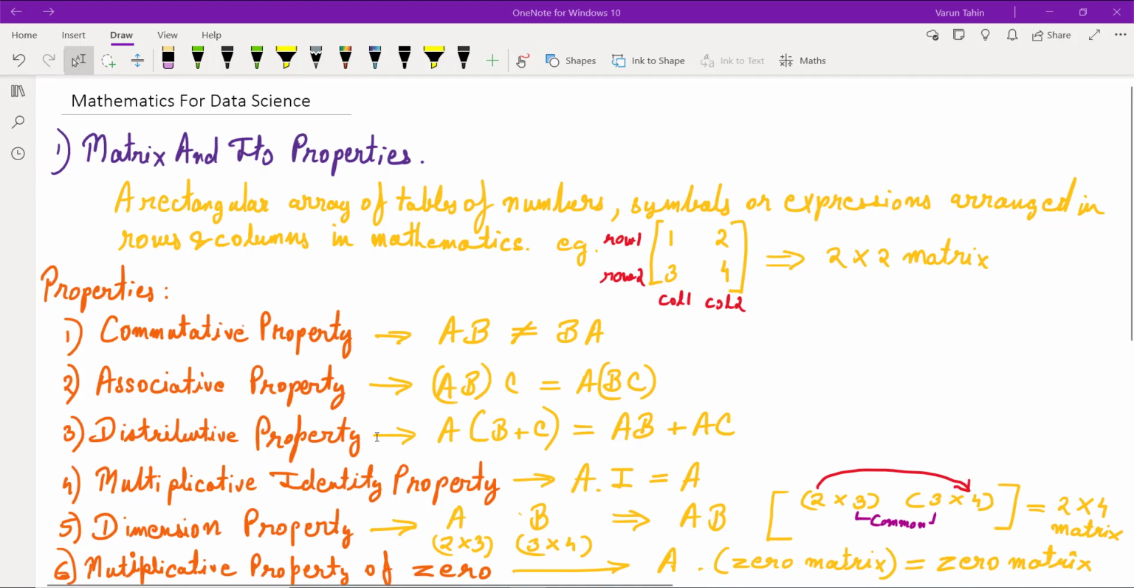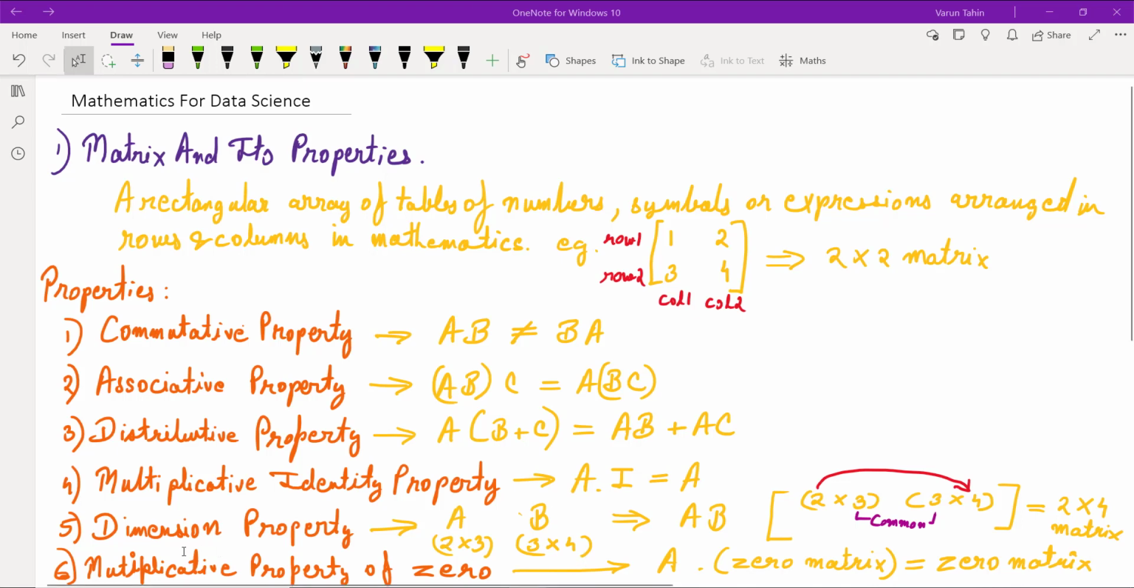Then the third is the distributive property, which is that the multiplication of A into B plus C will always be equal to AB plus AC. And then comes the multiplicative identity property, wherein A multiplied by the identity matrix will always result in A. Then the fifth property is the dimension property, wherein if A's dimension is 2 into 3 and B's dimension is 3 into 4, then the resultant matrix after multiplication of A and B will always be 2 into 4. We chuck out the common dimension, which is the column number here and the row number here, and when they are equal, we neglect them and the resultant matrix becomes a 2 into 4 matrix. Got it?